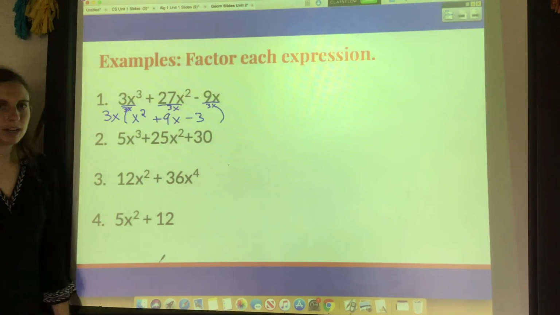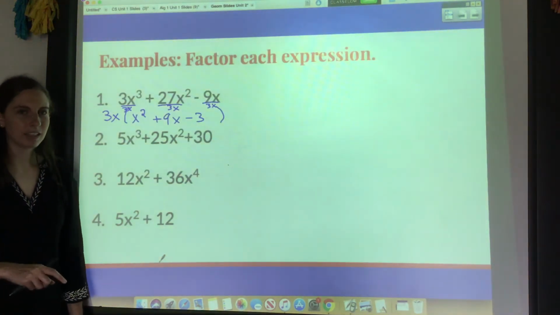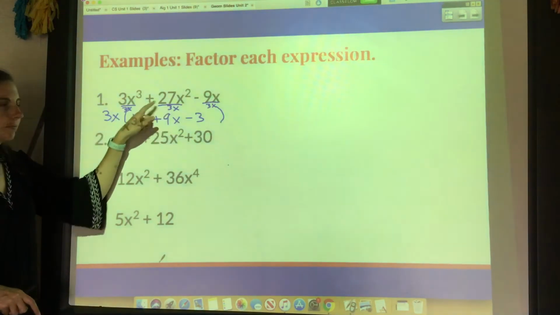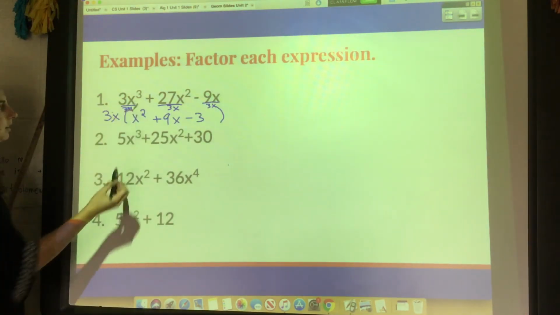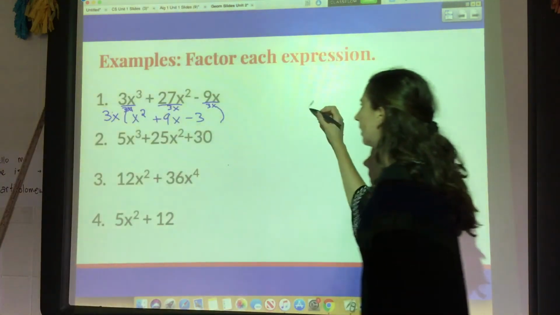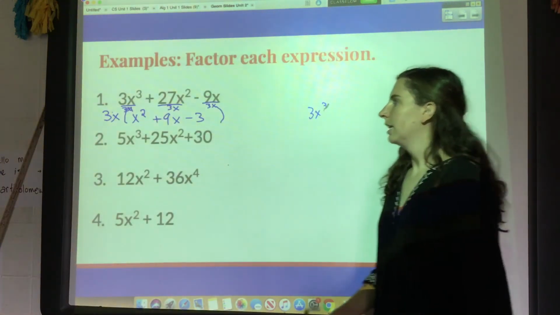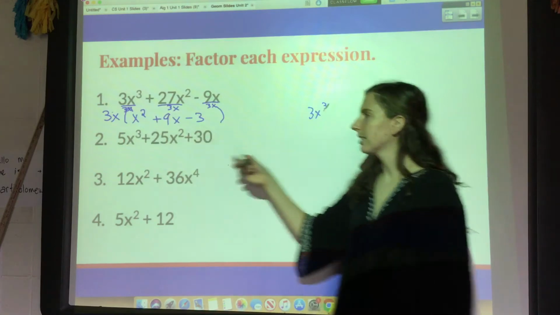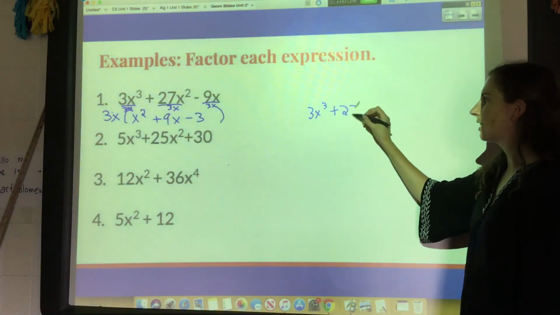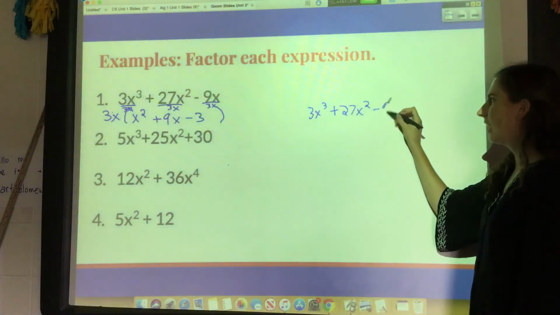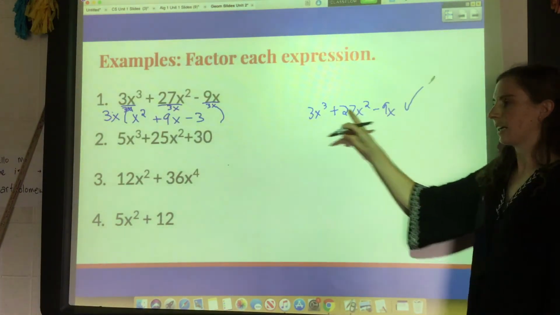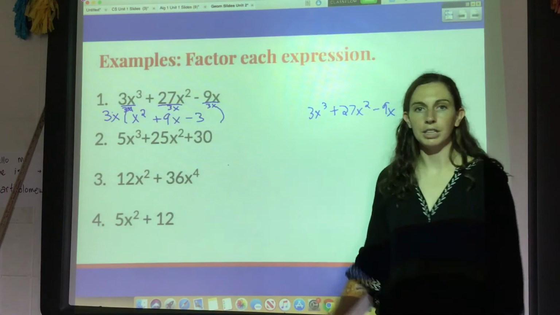And I want to point out that this is basically the opposite of distributing. Like if I were to distribute 3x times x squared, I would get 3x cubed. 3x times 9x is 27x squared, and 3x times negative 3 is negative 9x. So I checked my work here and make sure I got back to the original.